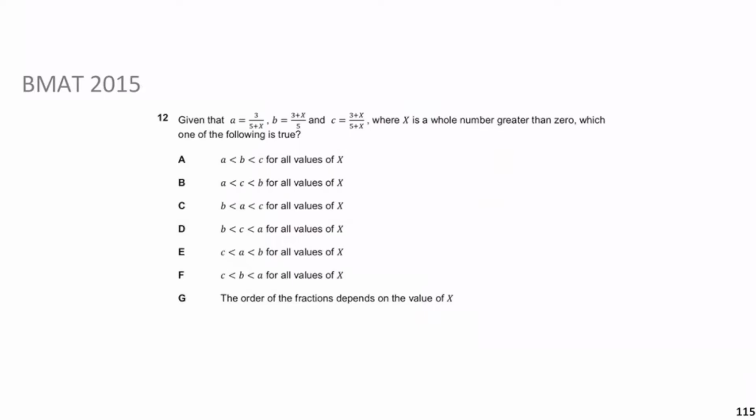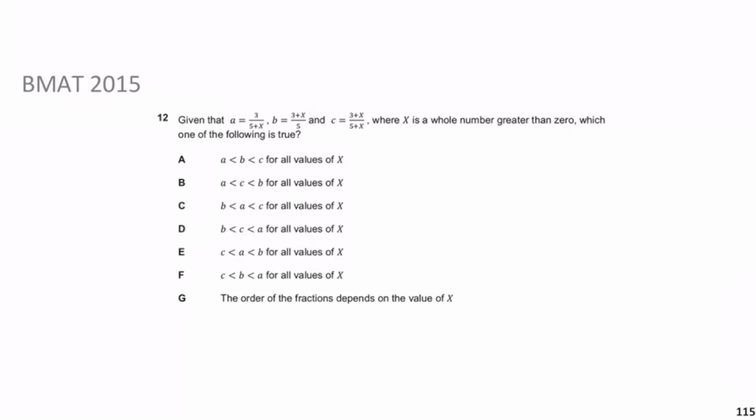This is given that a is 3 over 5 plus x, b is 3 plus x over 5, and c is 3 plus x over 5 plus x, where x is a whole number greater than 0. Which of the following is true? So guys, pause the video, give yourself a minute, be sure to be back after the minute, and then we'll be going through the solution.